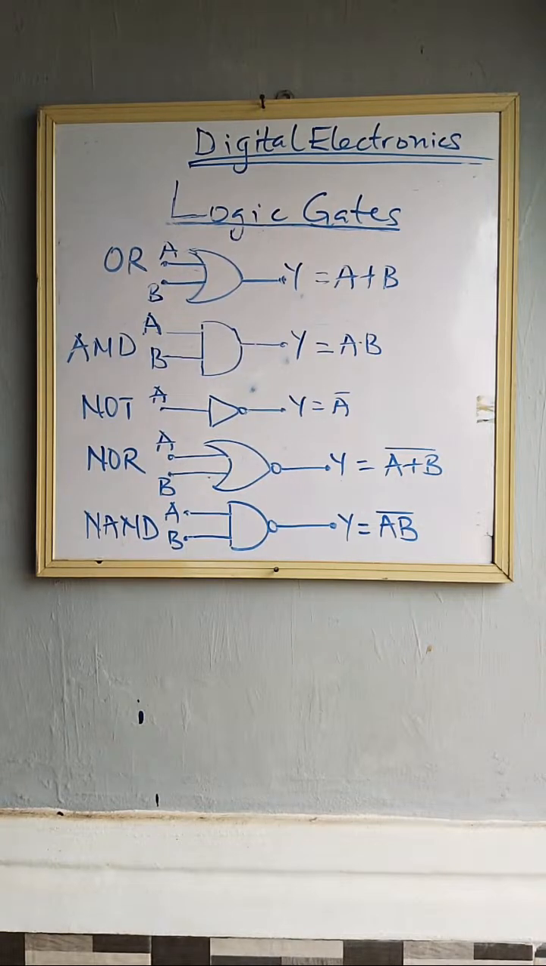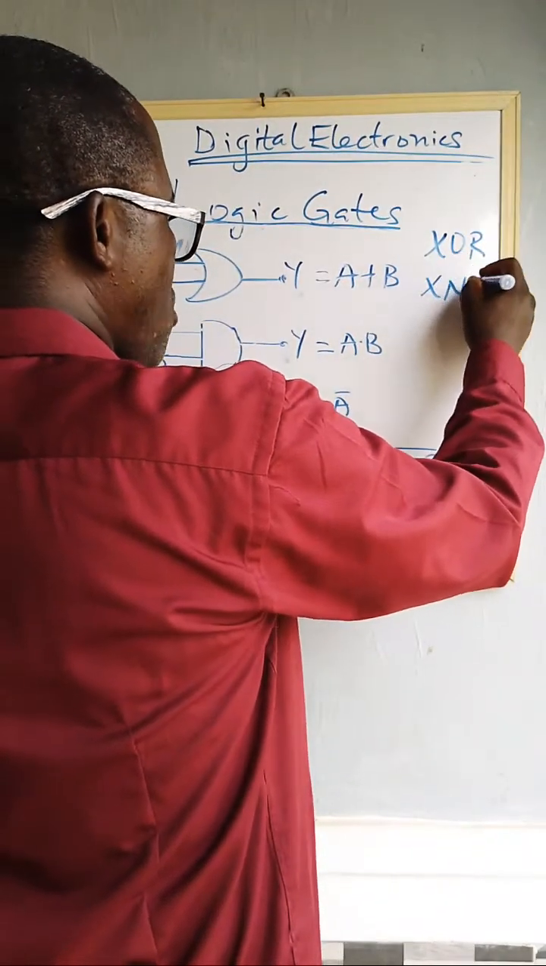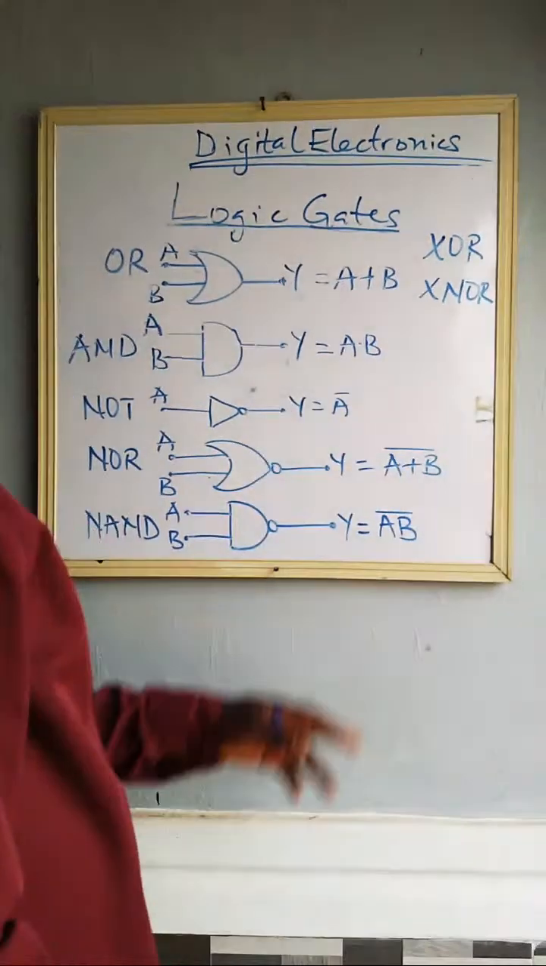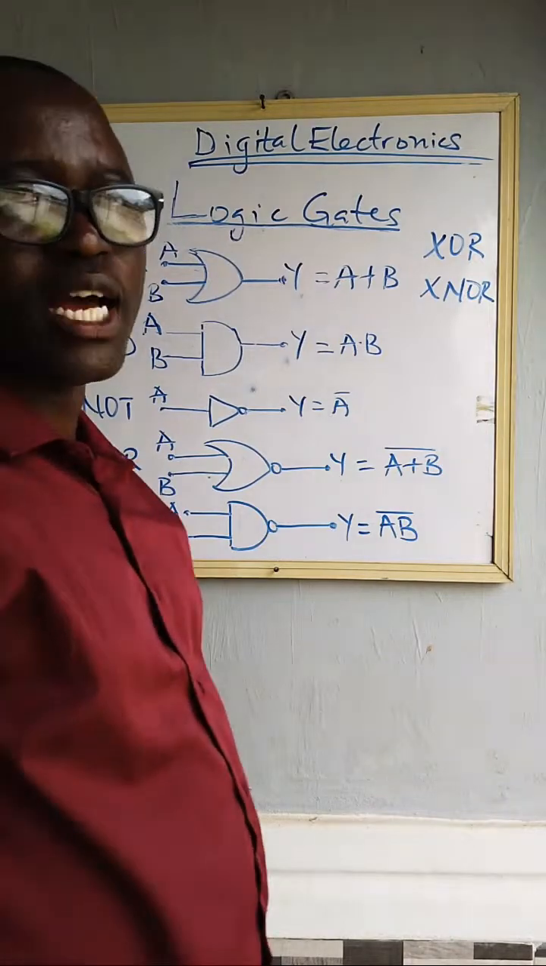These are the most basic logic gates that we looked at. We looked at XOR and we looked at XNOR. All right, those are the basic circuits, basic logic gates that we looked at today.